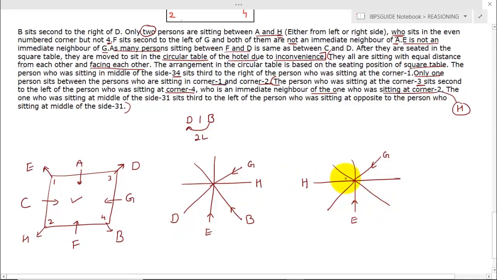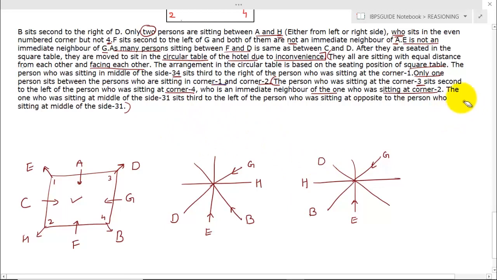Now in this diagram, B may be at this position or at this position. But if you place B at this position, my dear friend, then from B second left here, L must be present, but it is not possible. So it is 100% sure that B is at this position. Now from second left, D must be at this position.